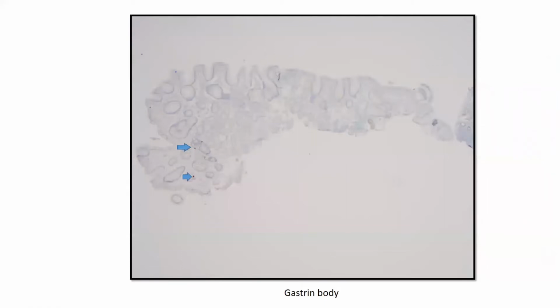So the distribution is very helpful in differentiating this from cases with H. pylori. And now you can exploit the use of your gastrin immunohistochemical stain to confirm that you're not dealing with an inflamed antrum and that you are indeed in the gastric body. So in the body, gastrin stain is going to be negative or at most is going to show very patchy immunoreactive cells here and there.